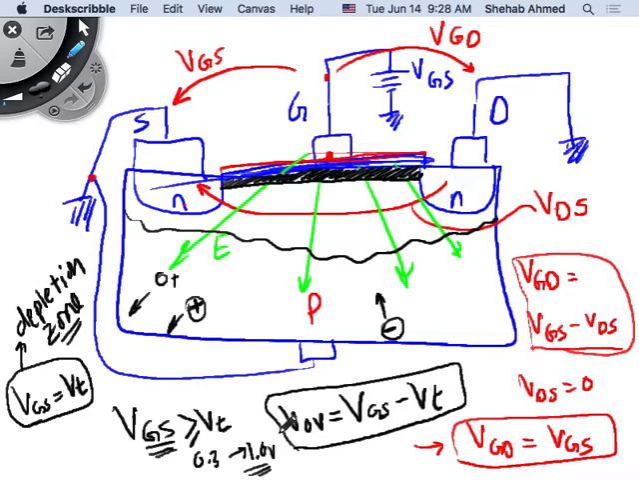The more over voltage that you put, the more electrons we will easily be able to attract, and hence you will create a thicker channel, right? Thicker channel, if you look at the cross section, means you have a larger area for the electrons to flow, right? If you create a thicker channel, then you have a larger cross section area for the electrons to flow. So the over voltage will control the thickness of the channel.